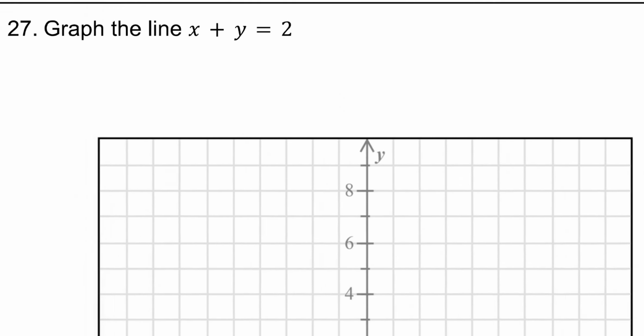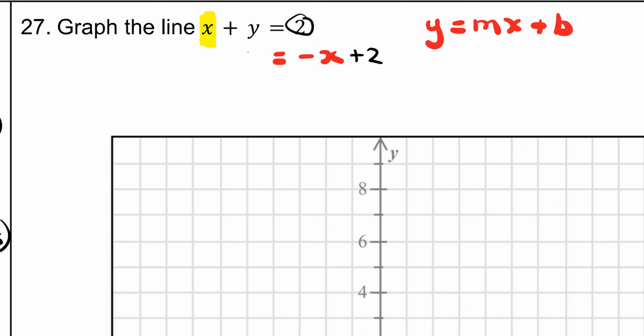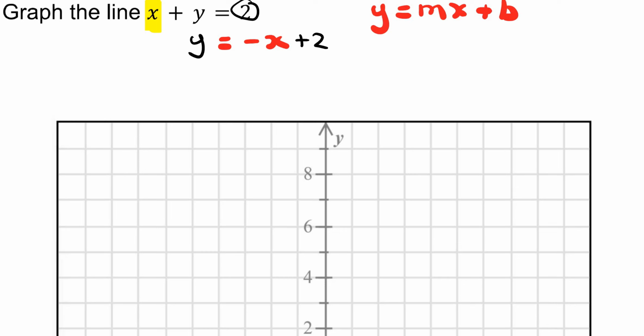Let's move on to question number 27. Graph the line x plus y equals 2. When you're graphing these kinds of linear lines, you want to write this in the form y equals mx plus b. I'm going to start off with this x here. It's positive x, so I'm going to move that to the other side, and it becomes negative x. Then we have a positive 2 there, so add the 2, and have a y over here. So y equals negative x plus 2.